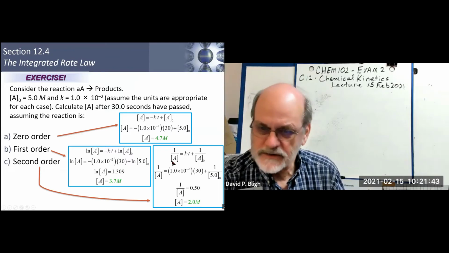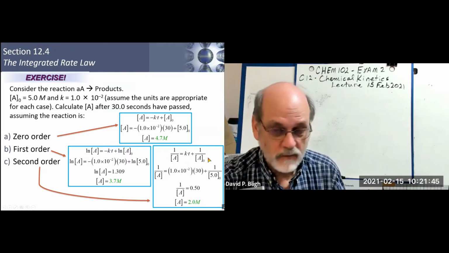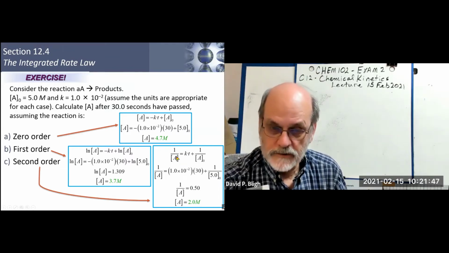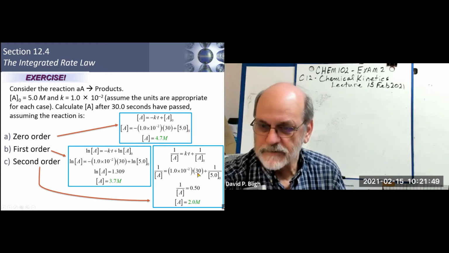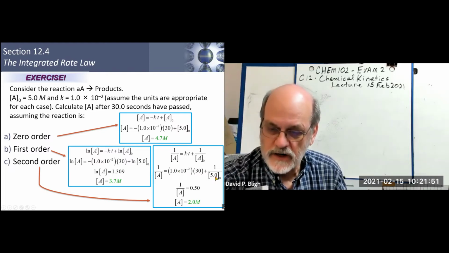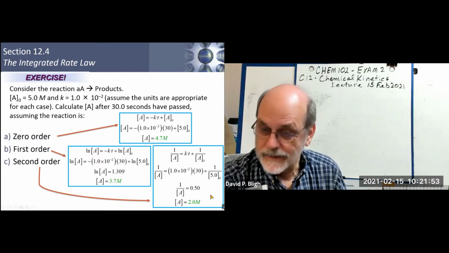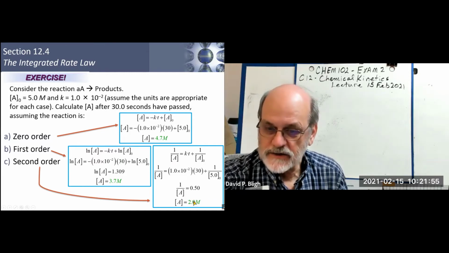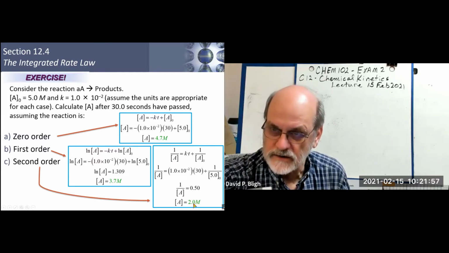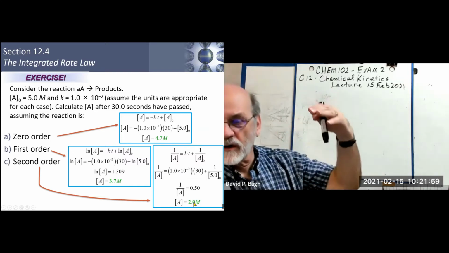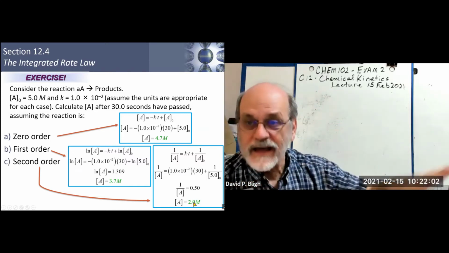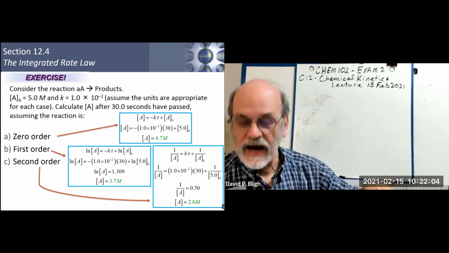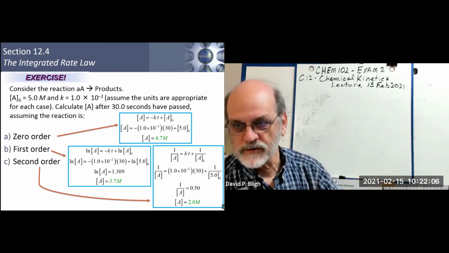So we go over here and we say, okay, this is the integrated rate law for the second order. And we plug in the numbers for K, for T, for initial concentration, and find out, yep, the final concentration is 2 molar now for a second order equation. So the higher the order, everything else being equal, the faster the rate proceeds.